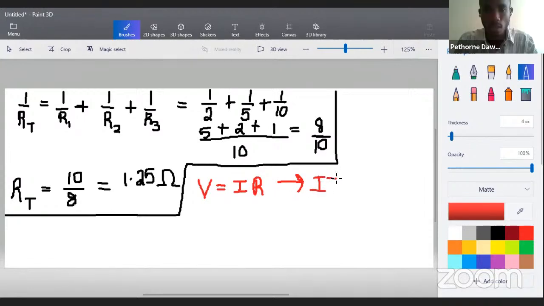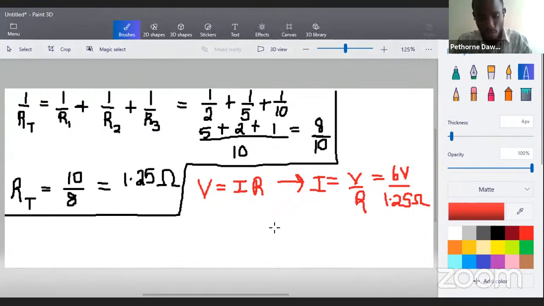The 6 volts that they told us. What is R? Since they were working with the resistors in parallel, R is that 1.25. So we would have to divide 6 volts by 1.25 ohms. And that would be the same as 10 over 8.